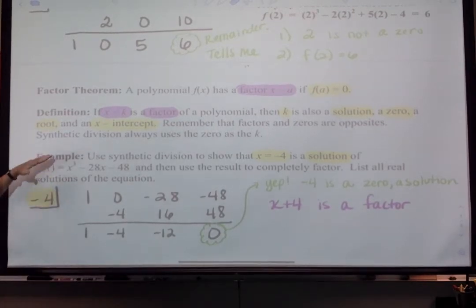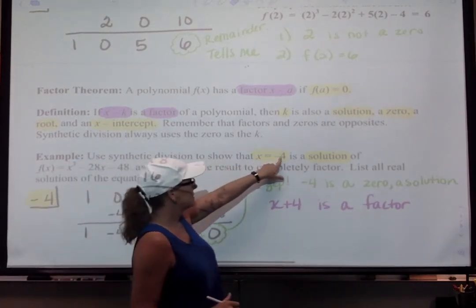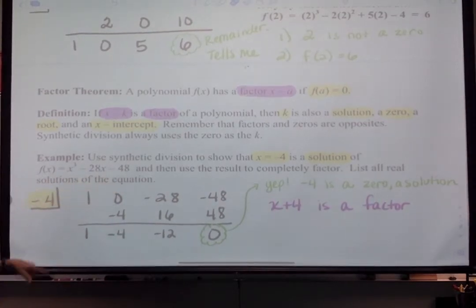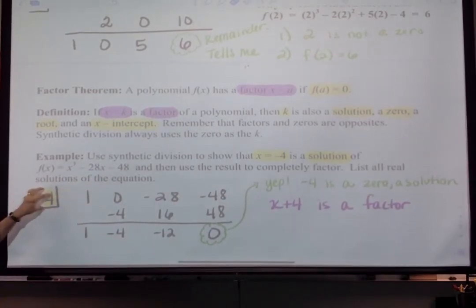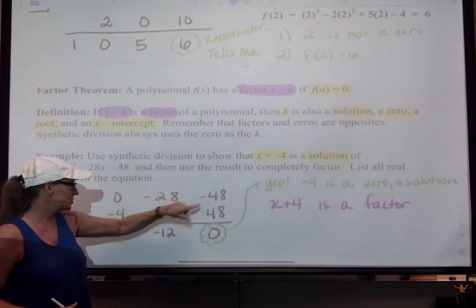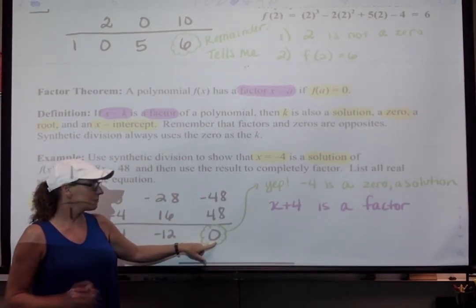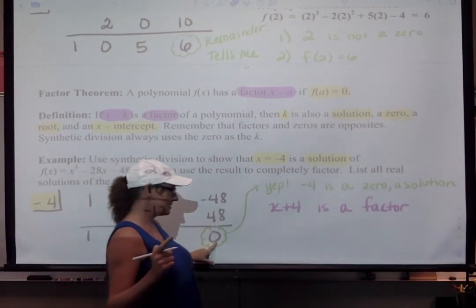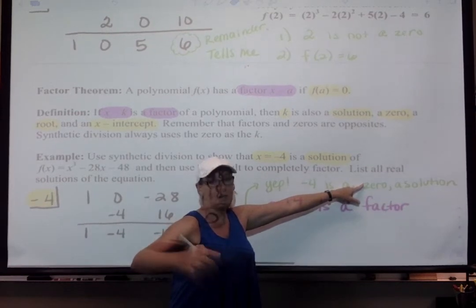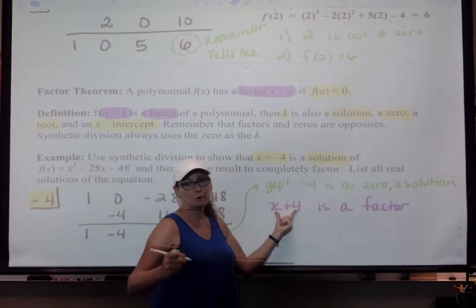All right, so I've gotten the example started and then we're going to finish it together. Show that this is a solution to this. So I put what I think might be a 0 right here. I set up my synthetic division. I do my synthetic division, and would you look at that? The remainder is 0, which tells me, yes, -4 is a solution, a root, an x-intercept. And since -4 is a root, x plus 4 is a factor.